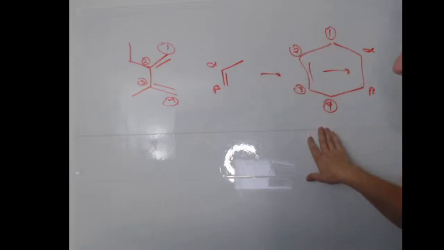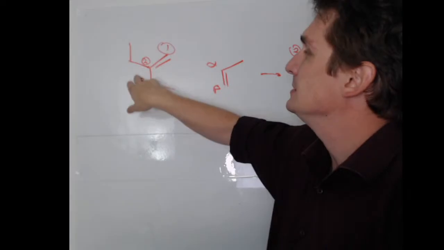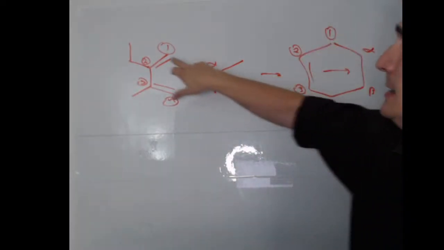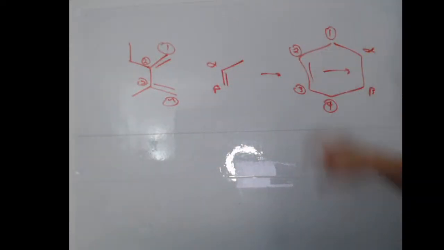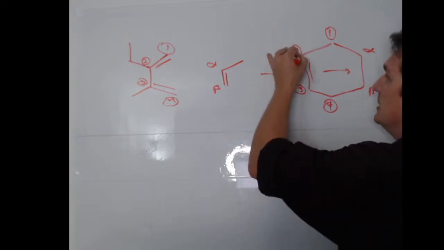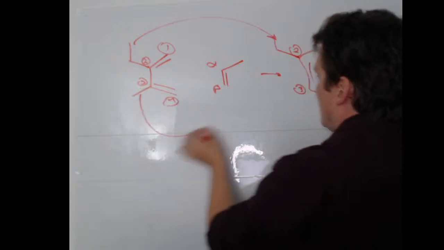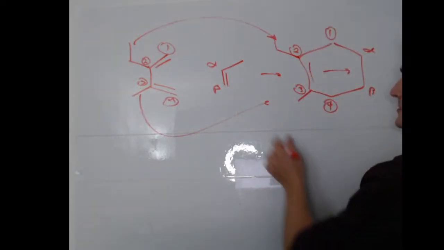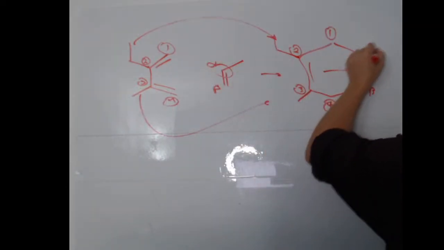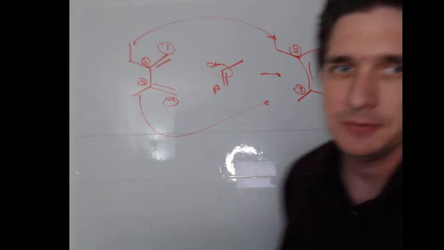Now to figure out what the product is, just look at what's bound to each of these carbons. So 1 had 2 hydrogens bound to it, those 2 hydrogens are here. 2 had an ethyl group, so that's where that comes from. 3 had a methyl group, so that's where that comes from. And alpha also had a methyl group.